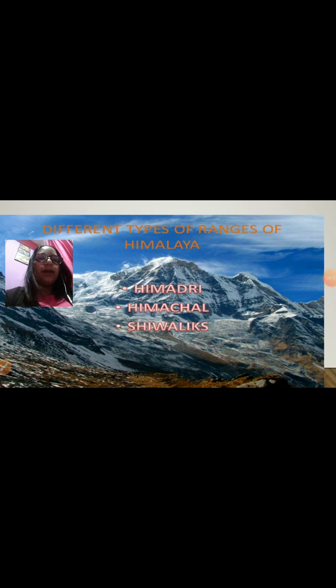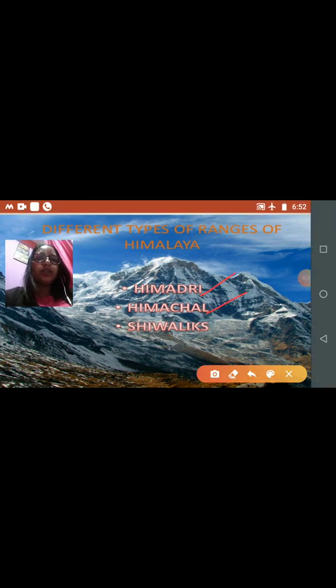See here, Himadri, Himachal and Shiwaliks. Himadri means the Greater Himalayas, Himachal means the Lesser Himalayas, and then we have the Shiwaliks or the Outer Himalayas. So these are the different ranges: Himadri, Himachal and the Shiwaliks.